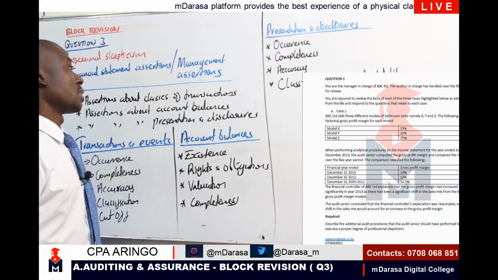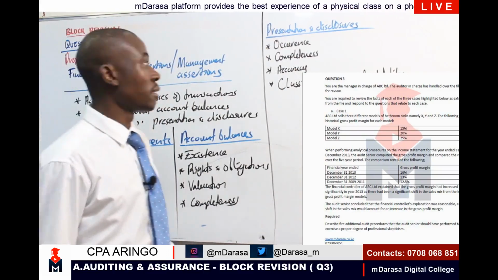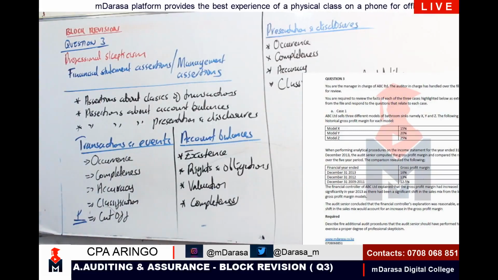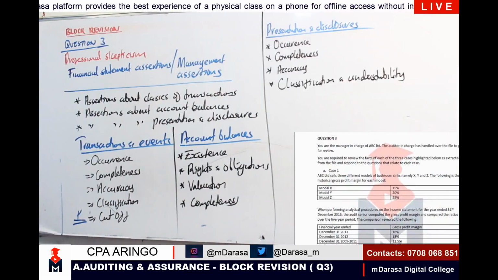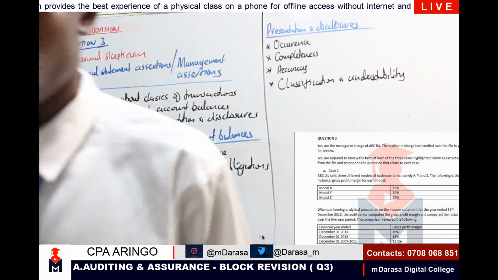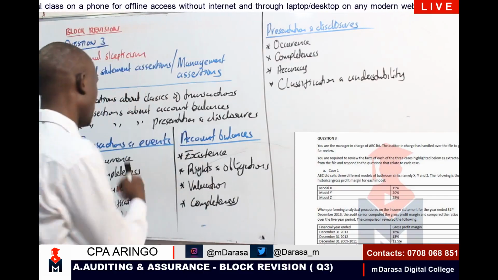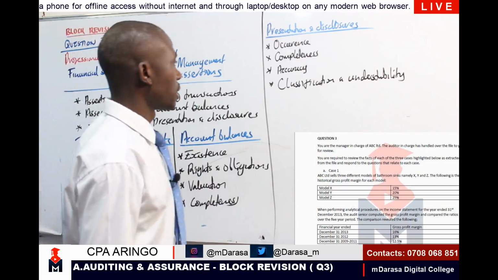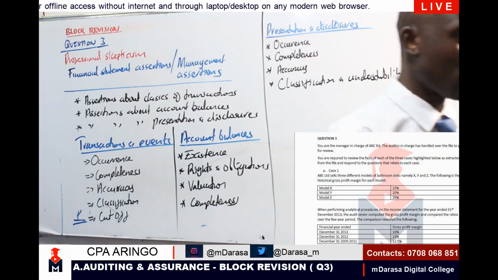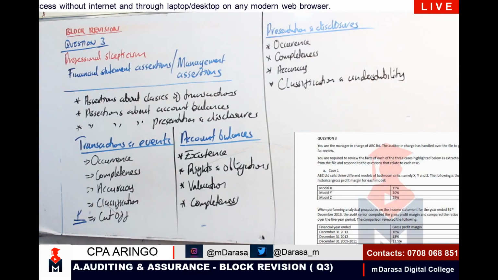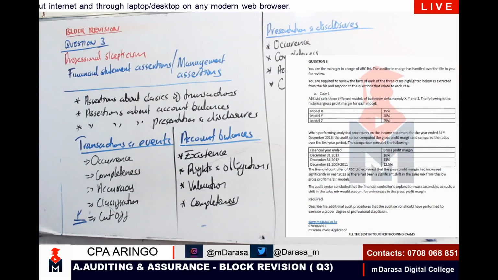So basically, these are the items that you must always tend to have at the back of your mind anytime you are talking about assertions and the aspect of presentations and disclosures. So occurrence is basically just the same as what you had explained here. Talk about completeness, talk about accuracy as well as classification. Now, back to our question here. In that case, Mwalimu was just reminding us what we did about the aspect of assertions.